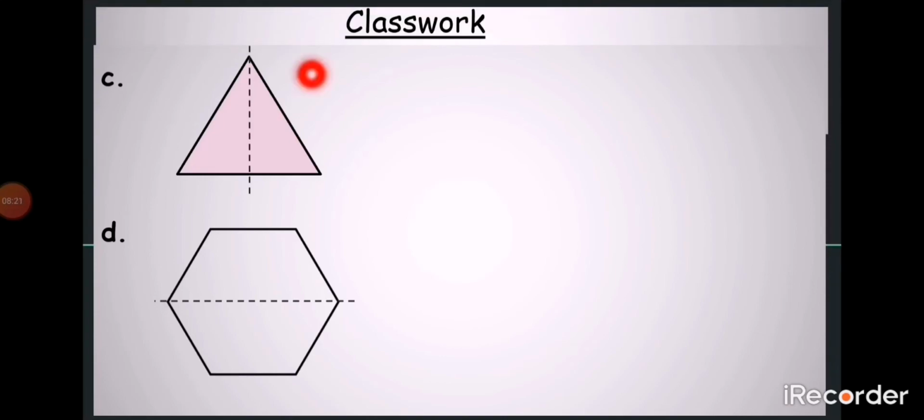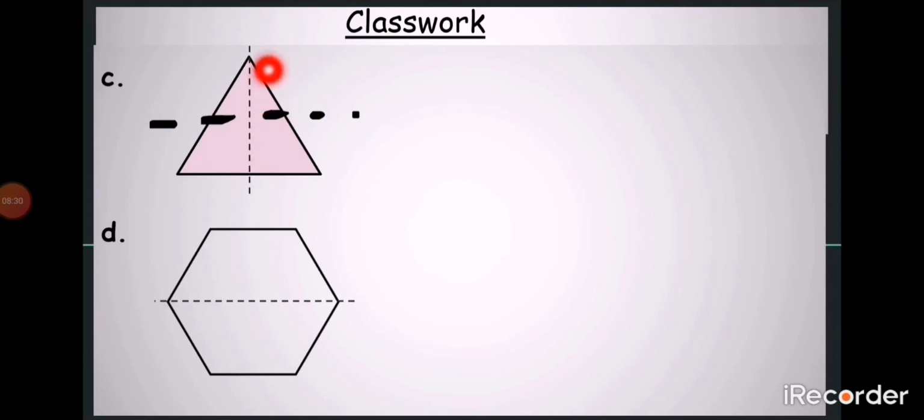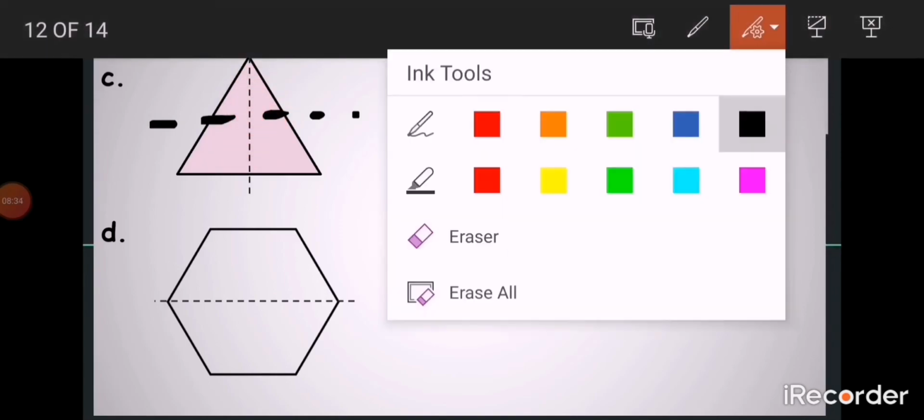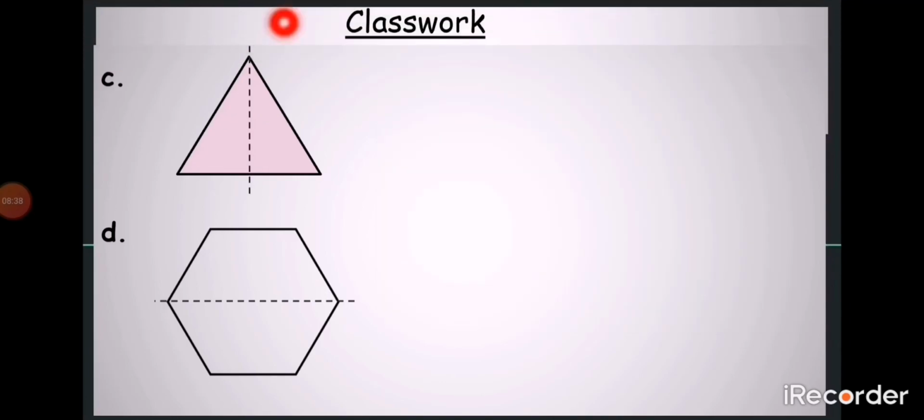And if we fold this triangle up to down, can we get the line of symmetry? Let me check. Are both sides the same? Are both halves equal? No. So this triangle has a vertical line of symmetry. Now look at the next shape.